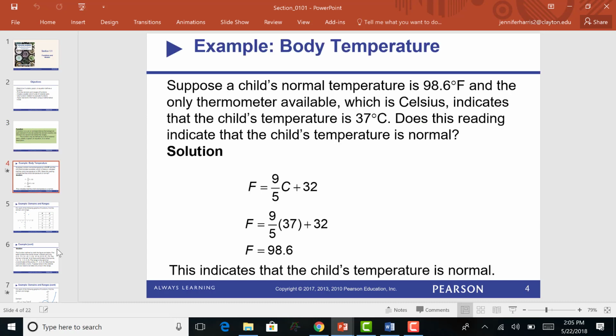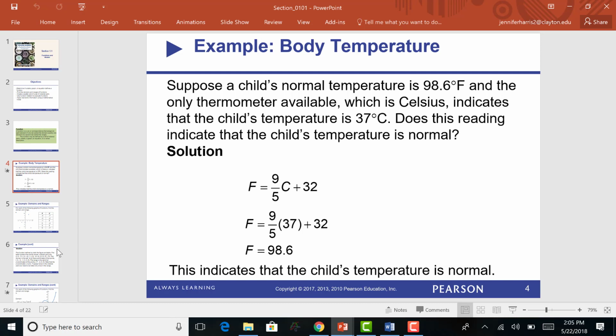All right, everything in this class relates back to real life, and so we want to use this to kind of pull in some information. I didn't want to do this slide here, but we'll go ahead and put it in. Suppose a child's normal temperature is 98.6 degrees Fahrenheit, but the thermometer that you have is a Celsius thermometer, and it indicates that the child's temperature is 37 degrees Celsius. Does this reading indicate that the child's temperature is normal or not?